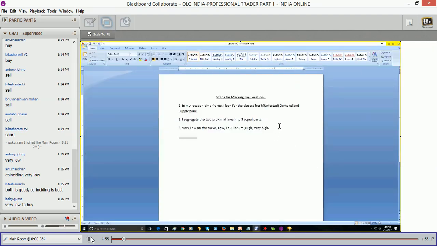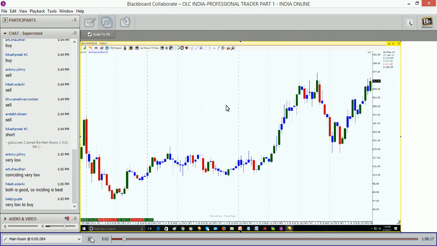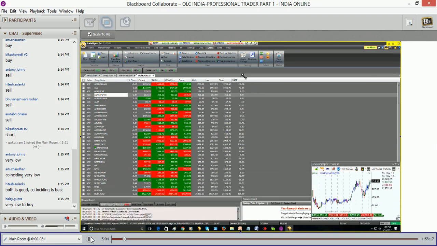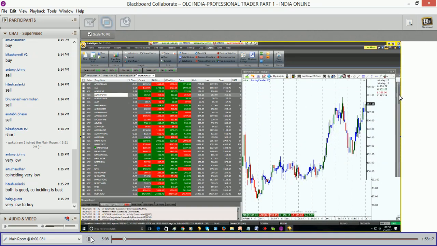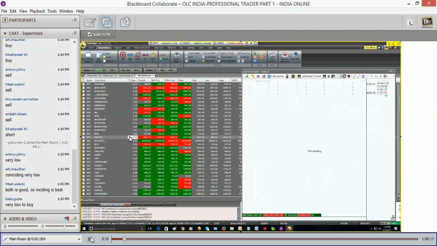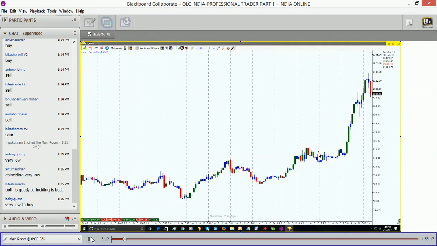However, in these steps to mark my location, there is an exception. And before we come to the exception, let's do an example to understand how we actually go about the process of marking our location. Give me a minute. Let's look for a nice setup.